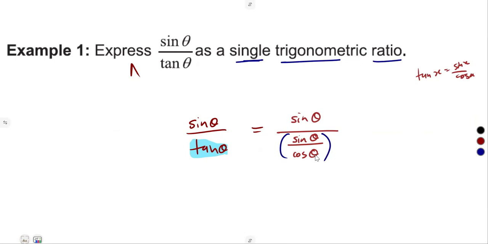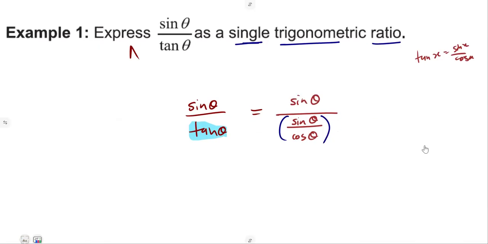So what does it actually mean? In order for us to understand this much better, it simply means I have the sine of theta in the numerator, divided by sine over cos, sine of theta over cos theta. This is what it means.